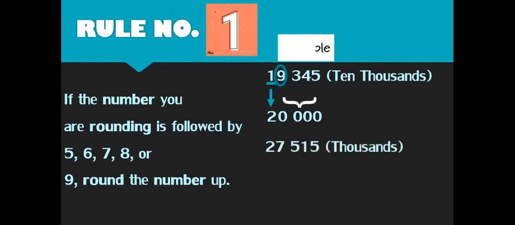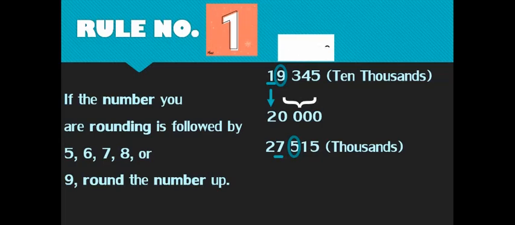Okay, another example, 27,515. We're going to round it off to the nearest thousand. So who is in the thousands place? 7 is in the thousands place and 5 is following 7. So again, according to the rule, if the number you are rounding is followed by 5, 6, 7, 8, or 9, round the number up. So we're going to add 1 to 7.